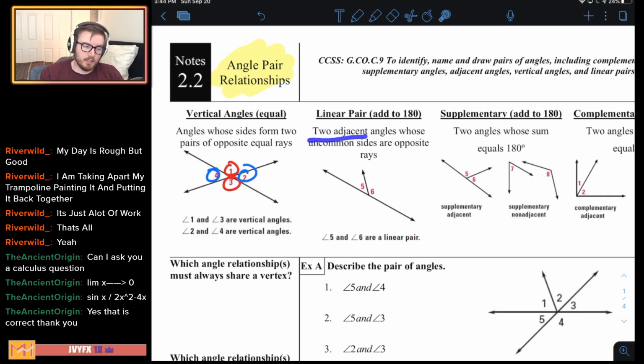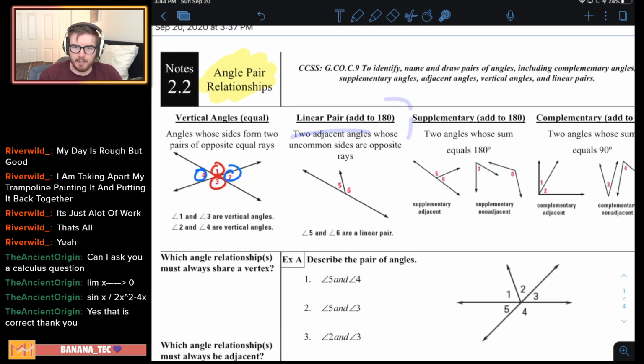There's that word adjacent. So a linear pair, think about that phrasing, linear pair. Pair meaning 2, linear meaning line. So it's 2 angles that make a line. So this is a straight line, and these 2 angles combined make this straight line. So what does that mean? If these 2 angles are making a straight line, that means that 5 and 6 add to 180 degrees. They are a linear pair. That one's a pretty straightforward fact. I like that one a lot.